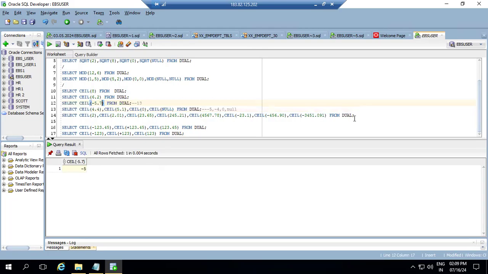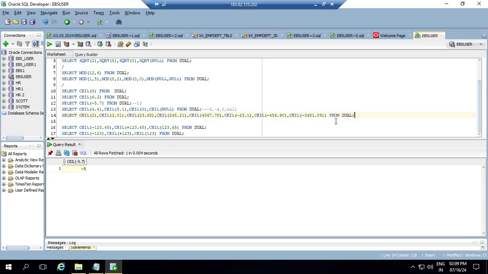Coming to the next query: select CEIL 2, CEIL 2.01, CEIL 23.65, CEIL 245.21, CEIL of 4,567.78, CEIL of minus 23.1, CEIL of minus 456.90, and CEIL of minus 3,451. What will be the output here? 2, 3, 24, 246.